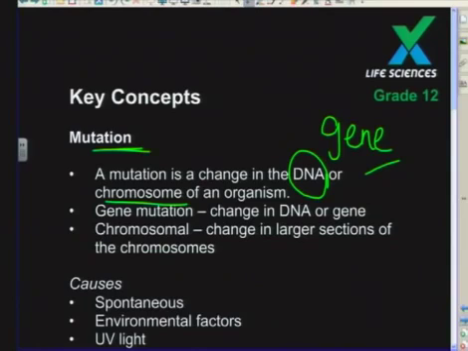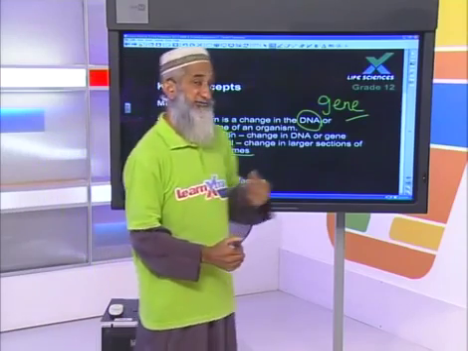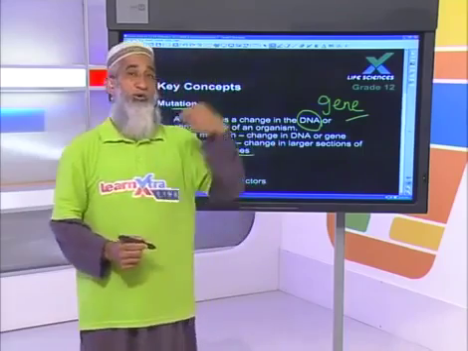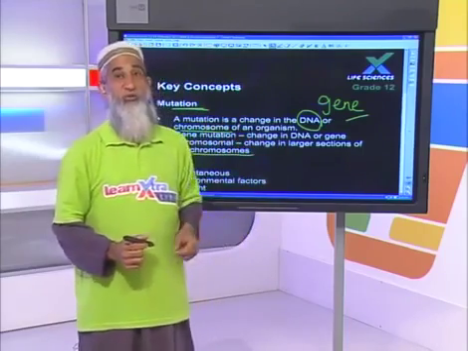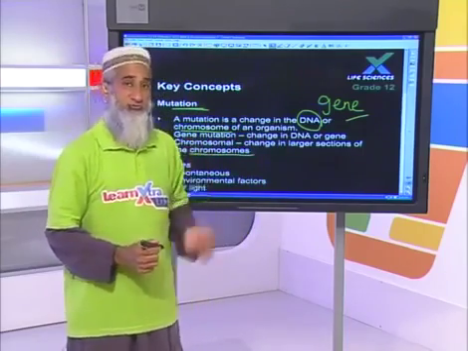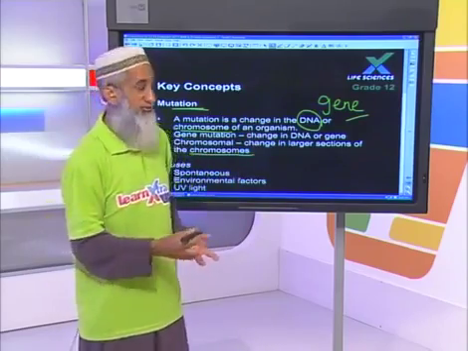Gene mutation, a change in the DNA or the gene. Chromosomal, a change in a larger section of the chromosome itself. And when we talk later about meiosis, when there's one more chromosome or one less chromosome, that is also a chromosomal mutation because it involves a whole chromosome in that case.